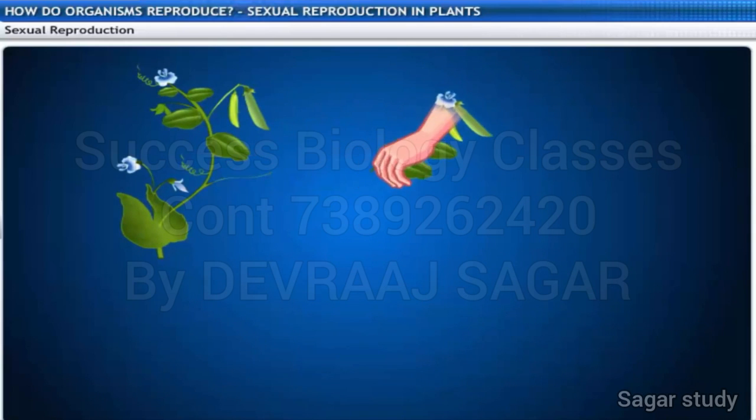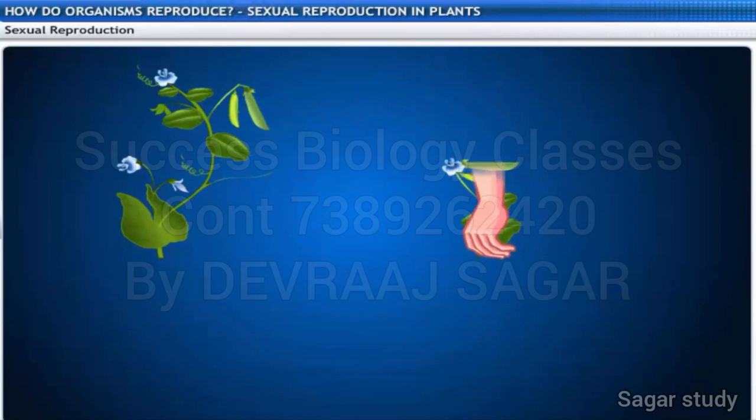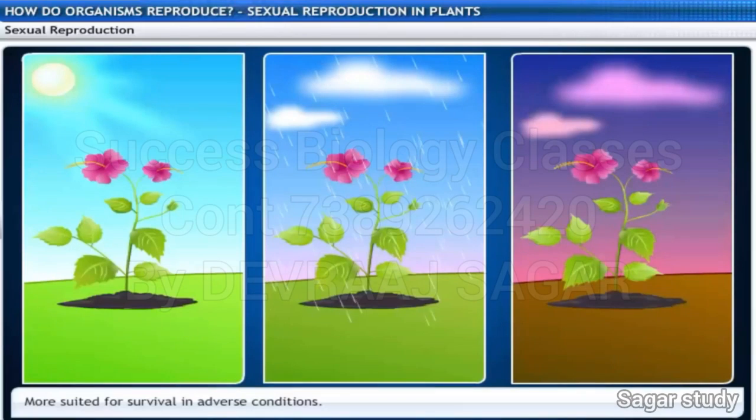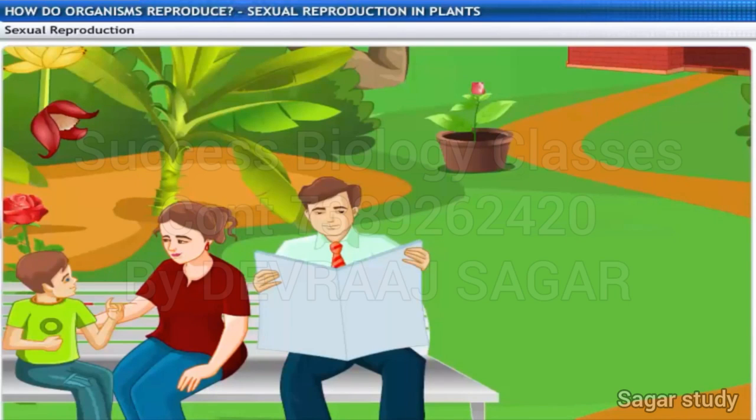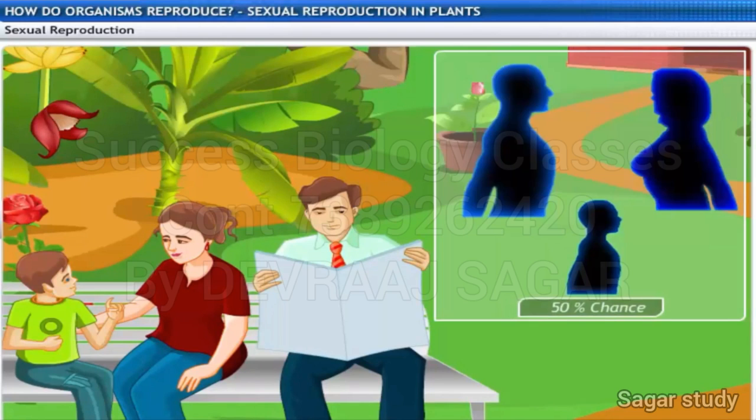DNA variations do not occur in the asexual method due to the lack of gamete formation. This is what makes them more suited for survival in adverse conditions. For example, your dad has diabetes, but I don't. So, you only have a 50% chance of inheriting the disease from him.